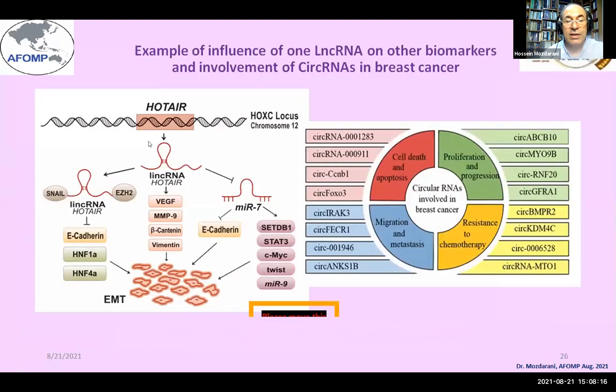This is an example of only one long non-coding RNA, which is involved in influencing different genes and different microRNAs after exposure to radiation. And this also shows that different circular RNAs in breast cancer act through different mechanisms, for example, cell death and apoptosis, proliferation, migration and metastasis, resistance to chemotherapy, and so on.